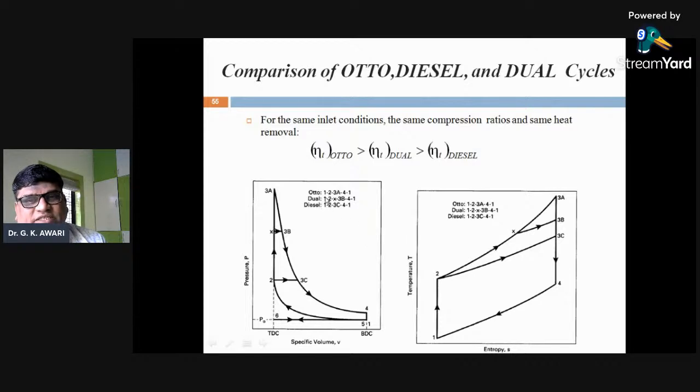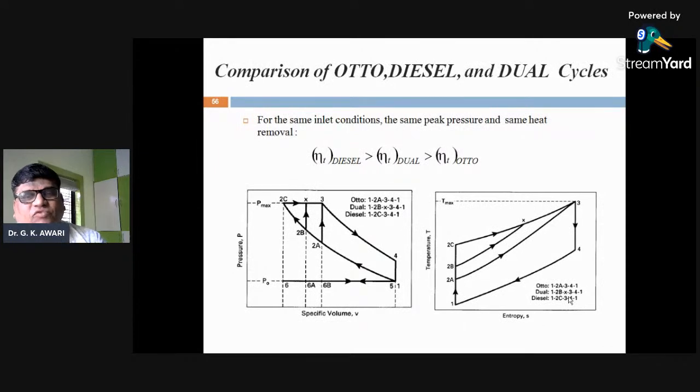Look at these differences. The Otto cycle is 1 2 3 4 1. Dual is 1 2 x 3b and then 4 1. Diesel is 1 2 3c 4 1. Same is the case here: 1 2 3a for the Otto cycle, 4 1. Dual fuel cycle is 1 2 x 3b 4 1, and diesel cycle 1 2, then 3c, 4 1.